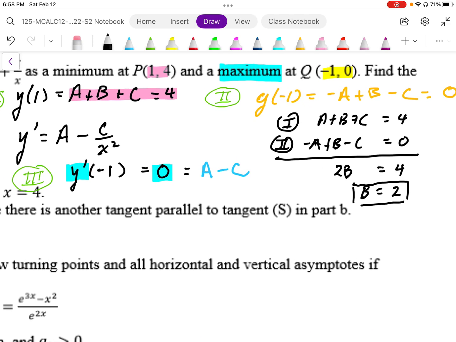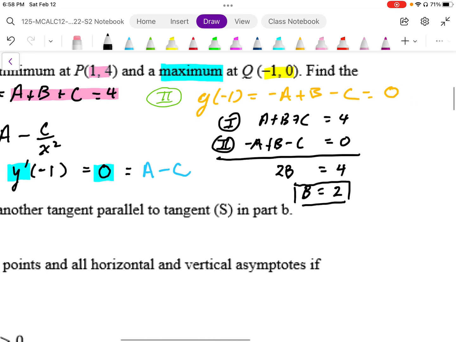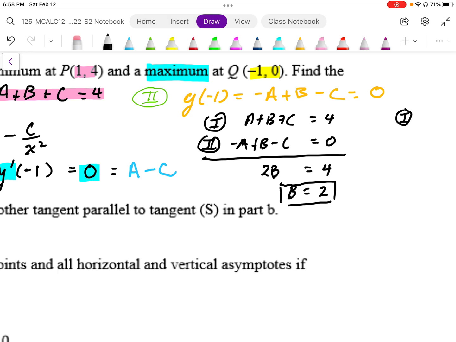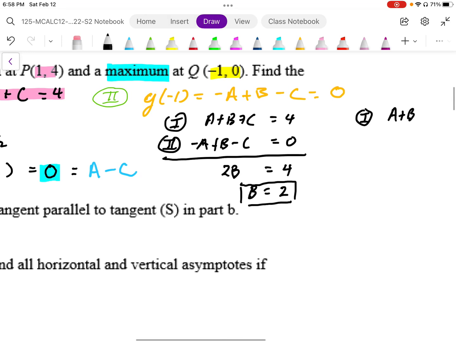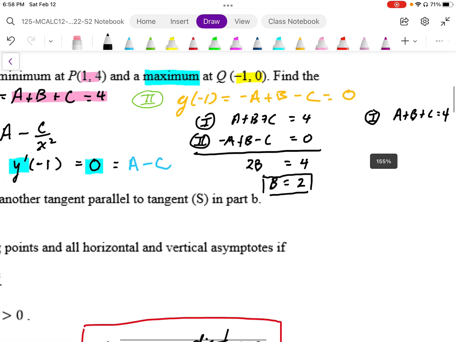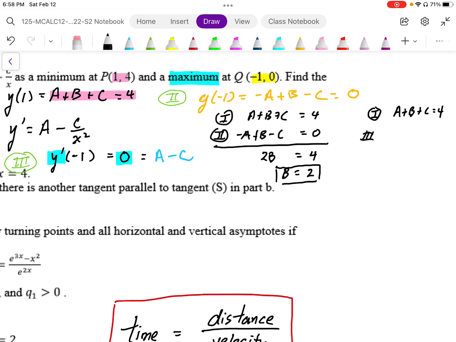We can then combine one of those 2 equations with equation number 3. So I'm going to choose equation 1. So I have a + b + c = 4, and then with equation 3, I end up with a - c = 0. Again, I can add those together, knowing that I should substitute in b, which we solved for as b = 2. So adding these together, we end up with 2a + 2 = 4. So 2a = 2. A then is equal to 1.